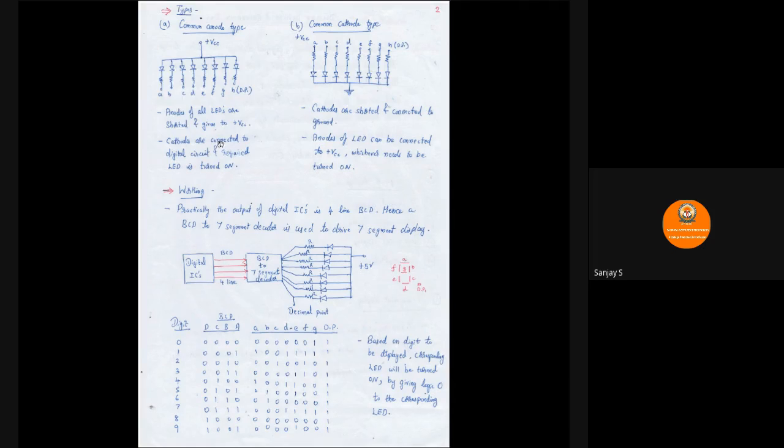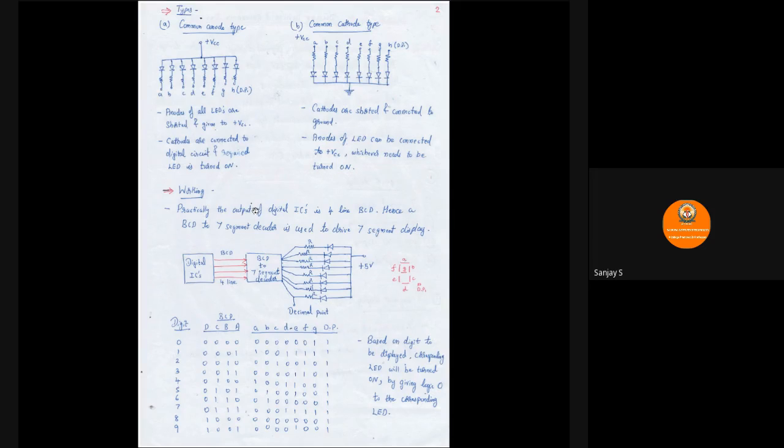So the required LED which has to be turned on will be rendered forward biased by connecting it to the negative supply. The other configuration is common cathode type configuration, where all the cathodes are shorted and given to the ground. The required LED to be turned on will be connected to plus VCC. That is, the required anode of a particular LED will be connected to plus VCC and it will be turned on.